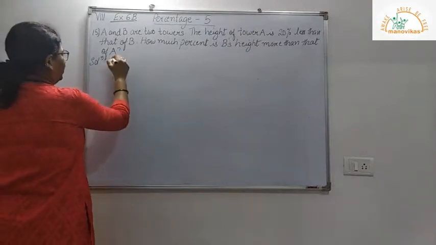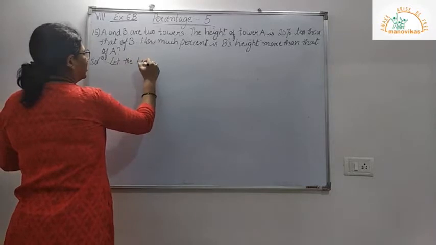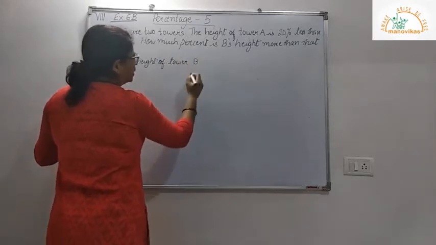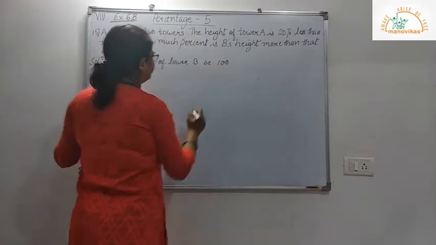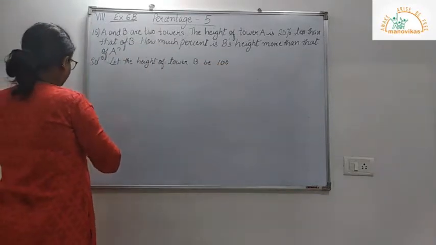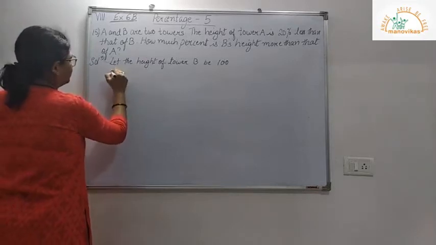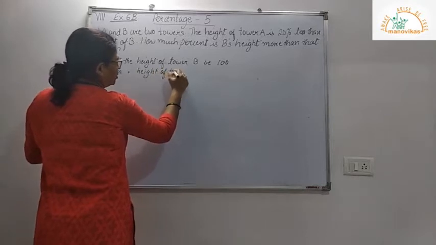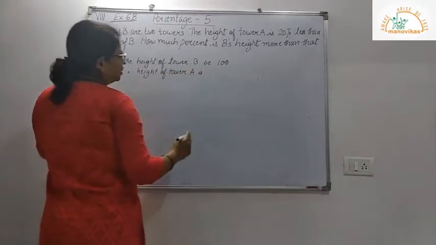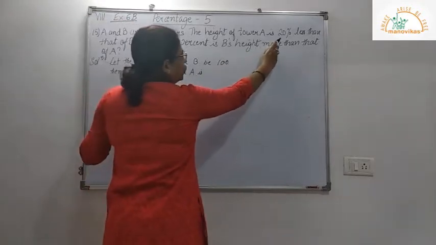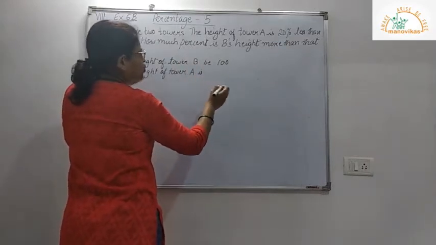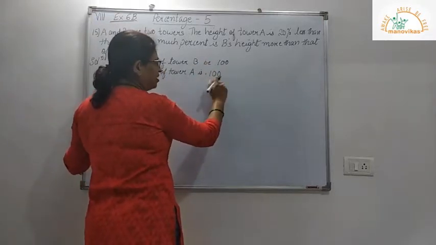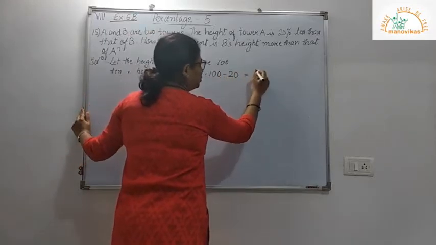So let us start. Let the height of tower B be 100, then the height of tower A is, now the height of tower A, they have said that it is 20% less than that of B. So 100 is the height of the tower B. So 20% of 100 is 20, which is equal to 80.